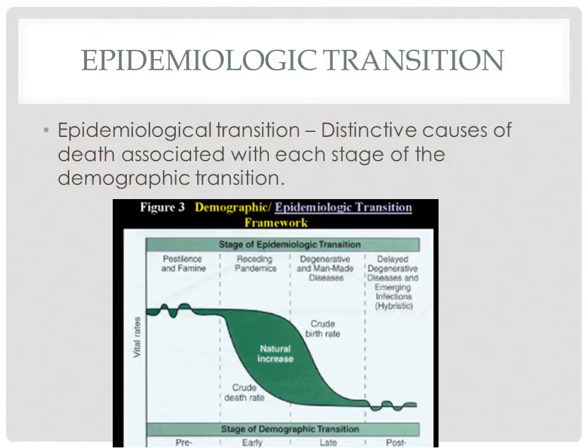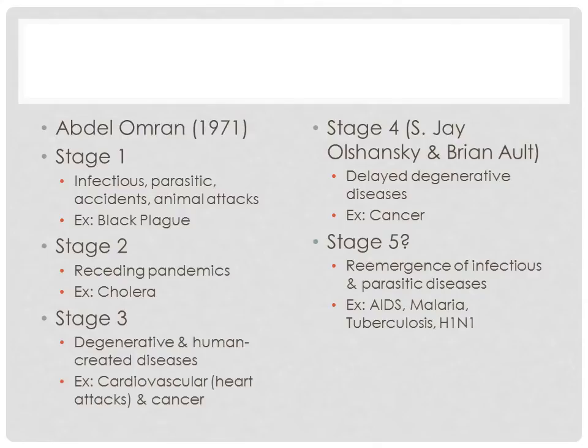So on this slide, we have our definition for what the epidemiological transition model is, and here it is. Distinctive causes of death associated with each stage of the demographic transition. So as countries move through this, they're going to see distinctive causes of death at each stage. So that's going to be the important part that we really want to underline. So let's look at the model itself.